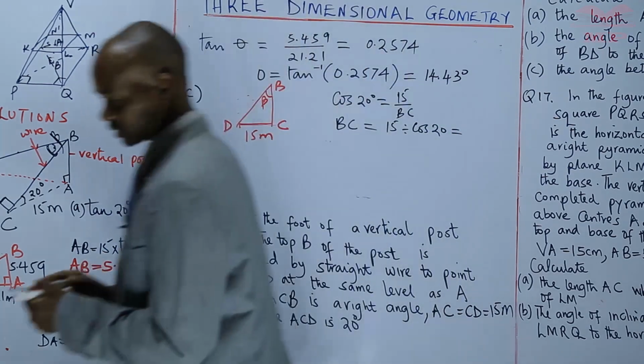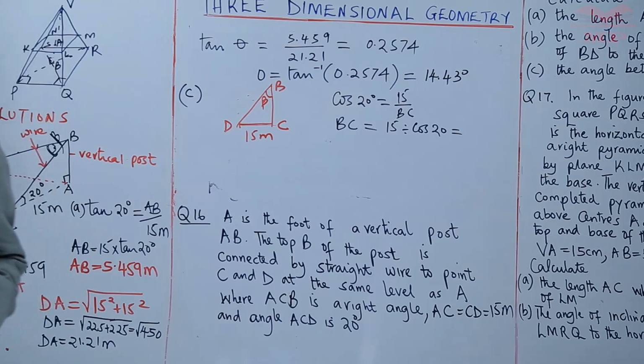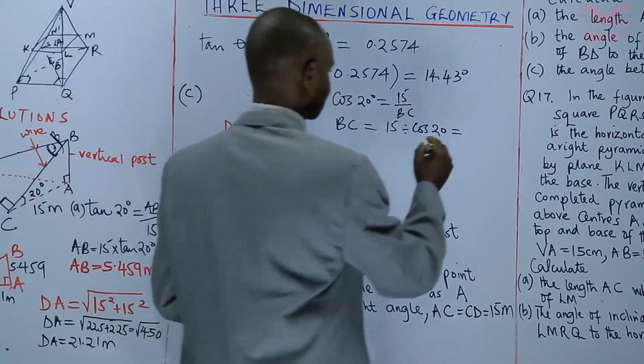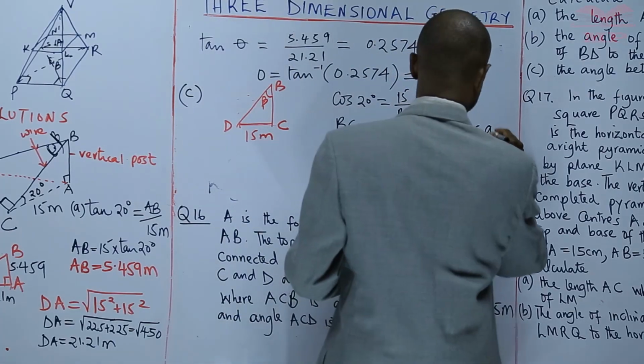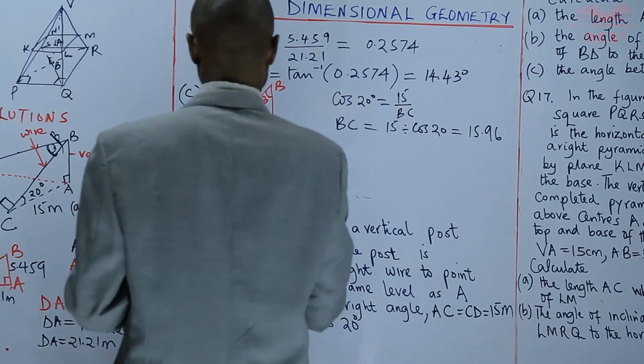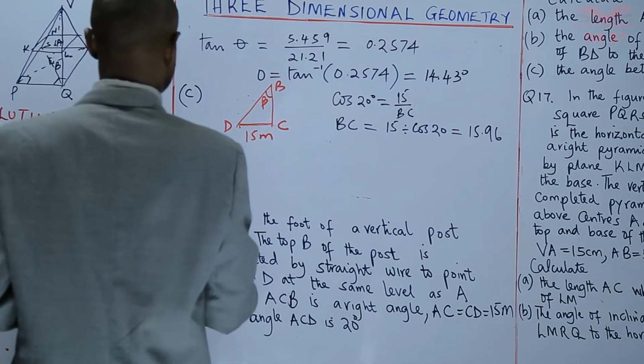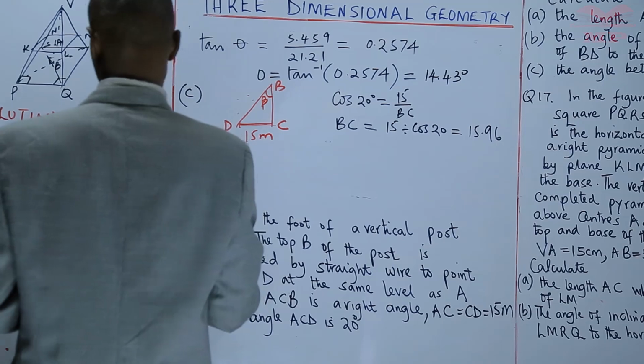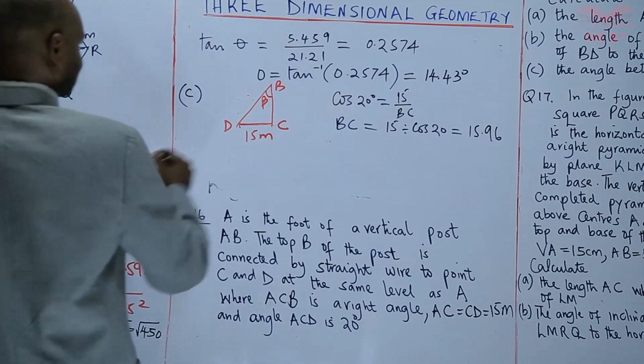What does that give us? Go to a calculator. 15 divided by cosine of 20. It will give us 15.96. So this is BC, 15.96.